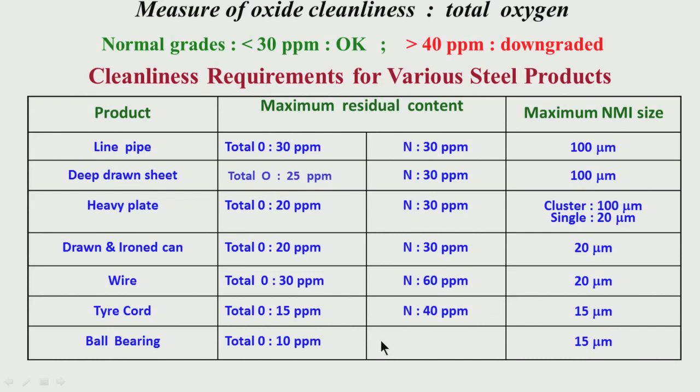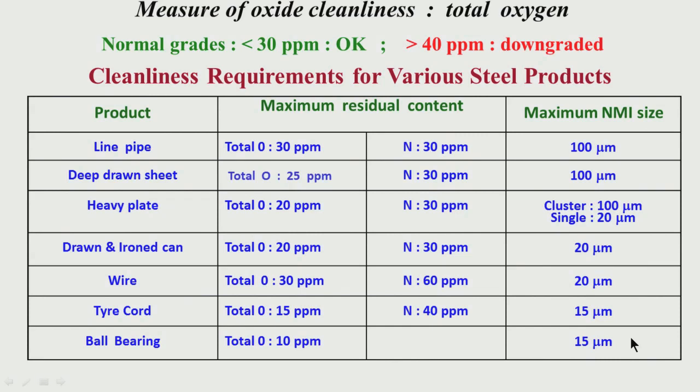Similar is the case with, say, ball bearing or tire cord. These two are products with extremely stringent requirements. Look at their levels I have mentioned earlier. So while we are producing these grades, we have to be very, very careful, as I was telling you about the disposition of cast steel.